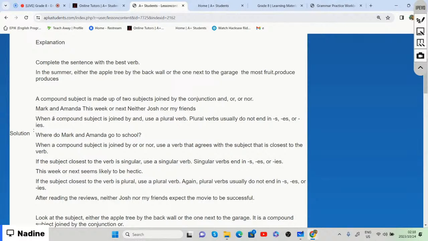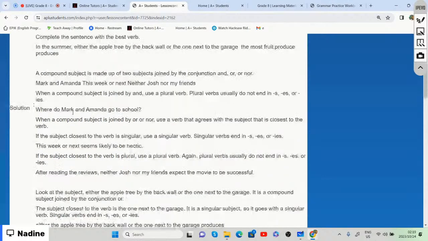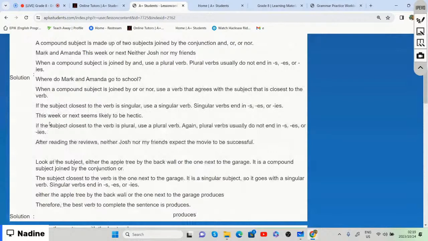And remember we said when a compound subject is joined by or or nor, we use a verb that agrees with the subject that is closest to the verb. This week or next seems likely to be hectic. And there we have the word or, right? So either or, it seems likely to be hectic.